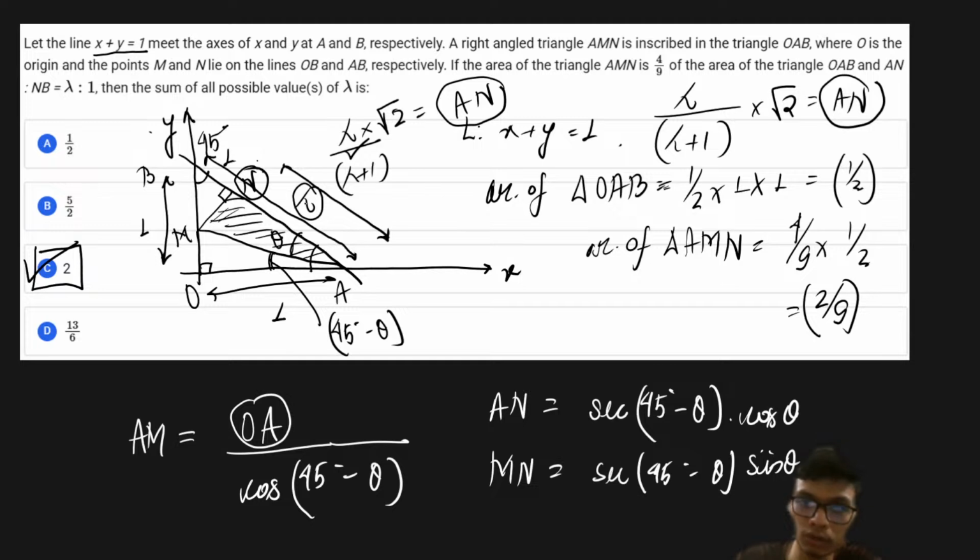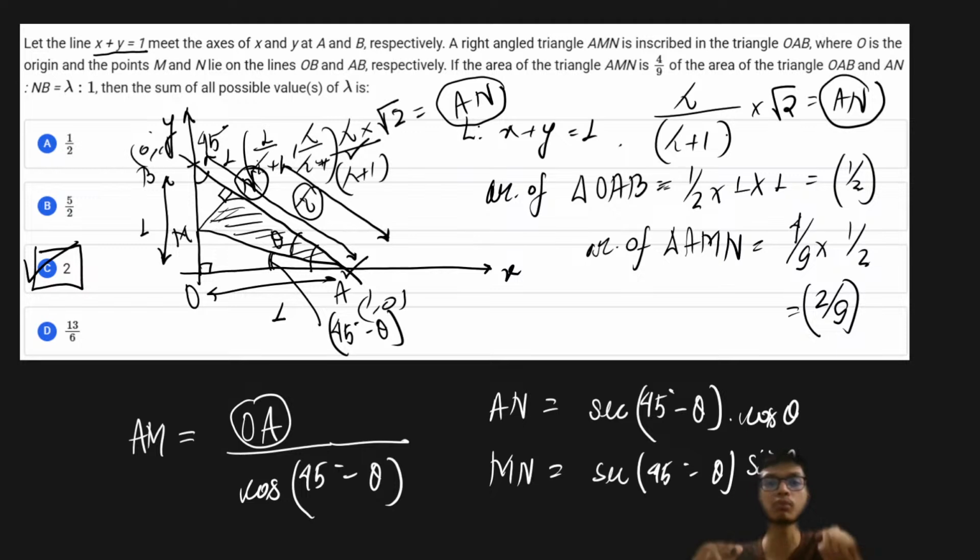What you can also do is that you know the coordinates of B and A, which are basically 1 comma 0 and 0 comma 1. So from here you can simply use the section formula. If you use the section formula, you are going to get 1 upon lambda plus 1 comma lambda upon lambda plus 1. From this particular section formula you can see what the AN distance would be. So from here also you can get the value of lambda. That is one more way of solving it.